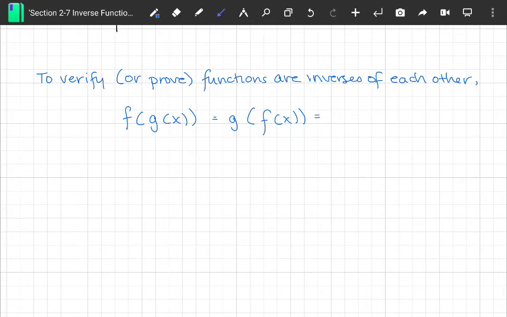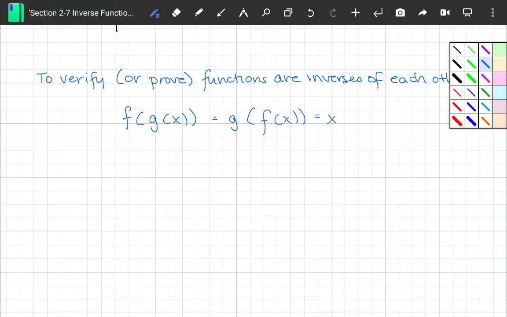So let's think about this. Over here it says I start with X and I put it into G. So I start with X. X is my input and I get an output. I take that output and put it into F. I should be right back where I started, at X.